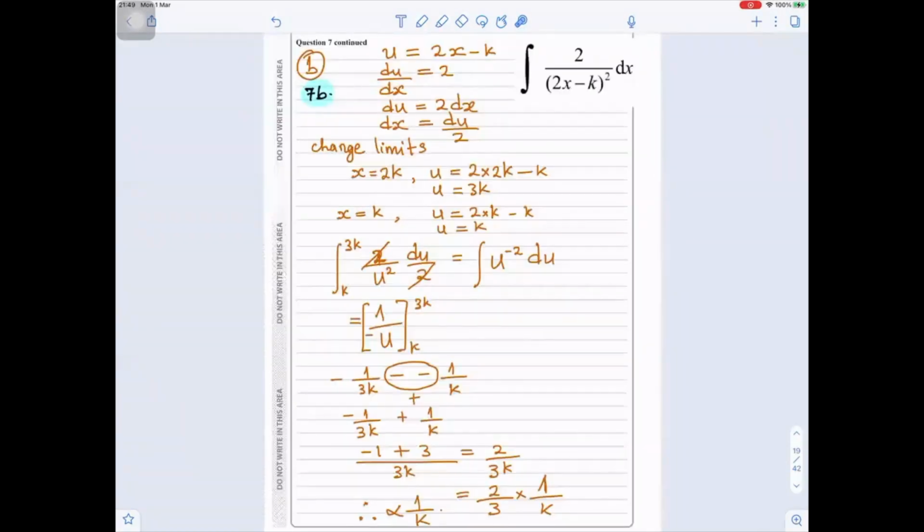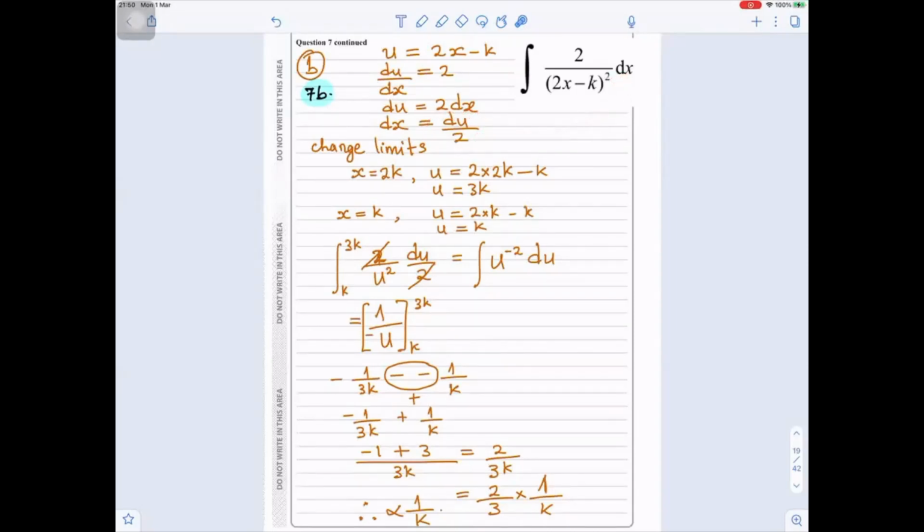For part B, we use u equals 2x minus k, so we substitute whatever is in the bracket there. So we find du over dx. When you differentiate 2x, you get 2. k is just a number. You differentiate k, you get 0. Now we want to make x the subject because we want to replace the x. So take 2 to the left. It becomes x is du over 2. So we will replace the x with du over 2.